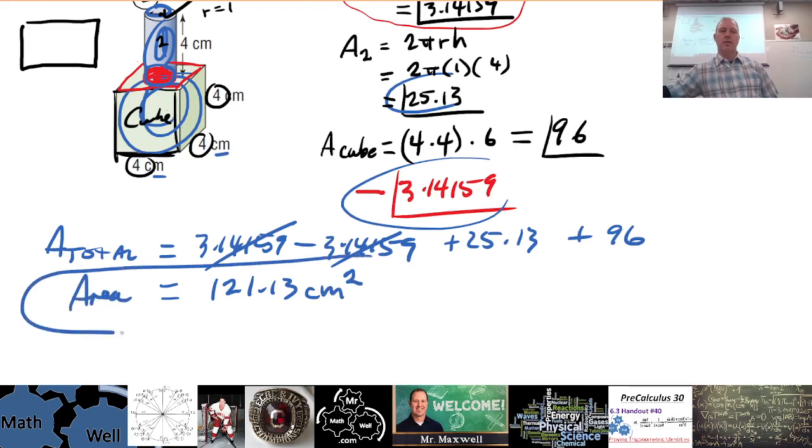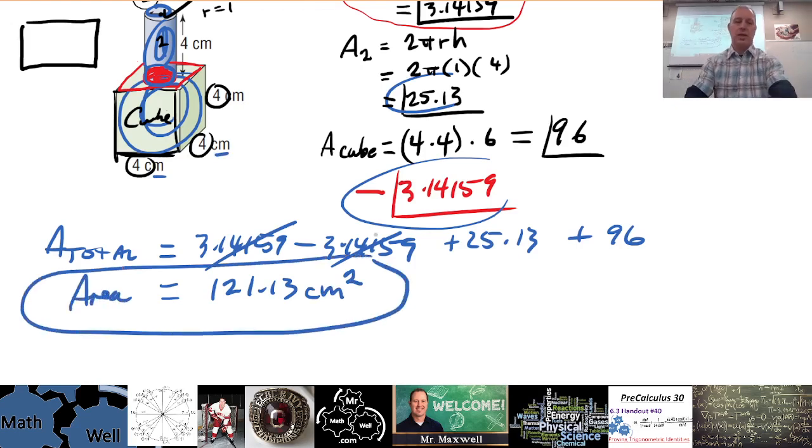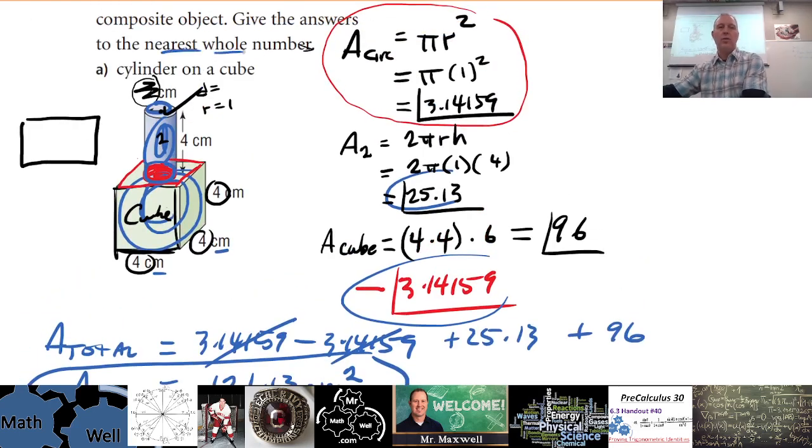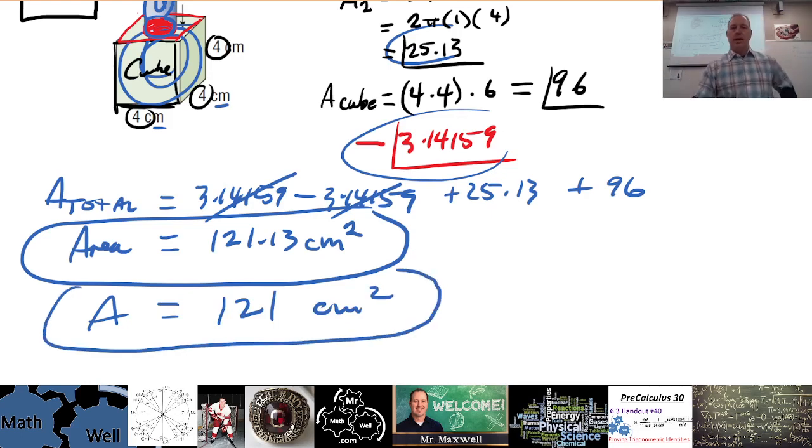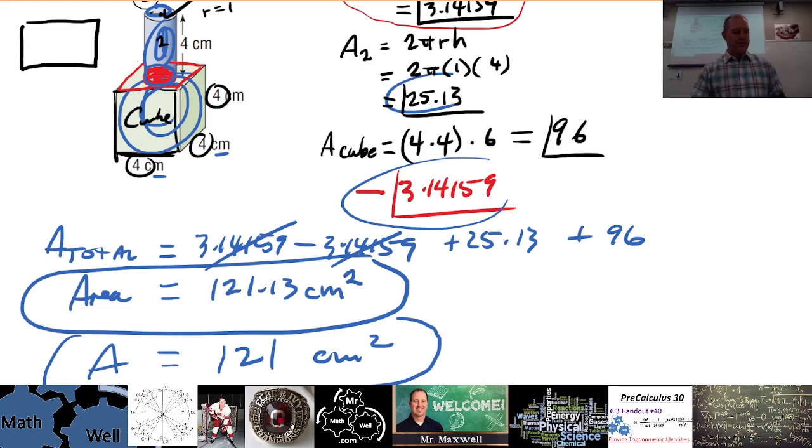Okay. Now we'll just double check some things. Okay, so I usually ask for 2 decimal places. That's a good habit in math, but the textbook did say you can round it to the nearest whole number. So the answer in the back of the textbook would be 121 centimeters squared. Is that correct? Yeah. All right, awesome. Okay, excellent. Any questions about that at all?